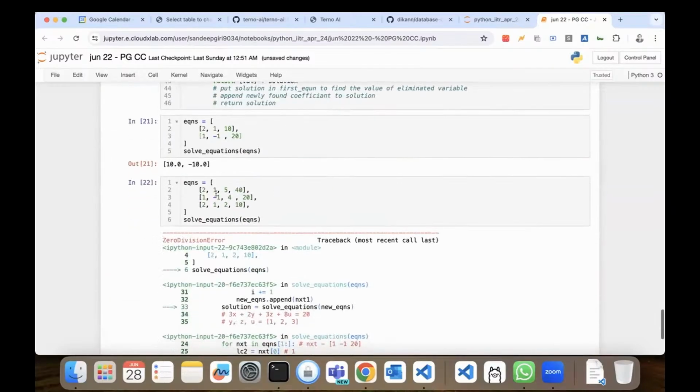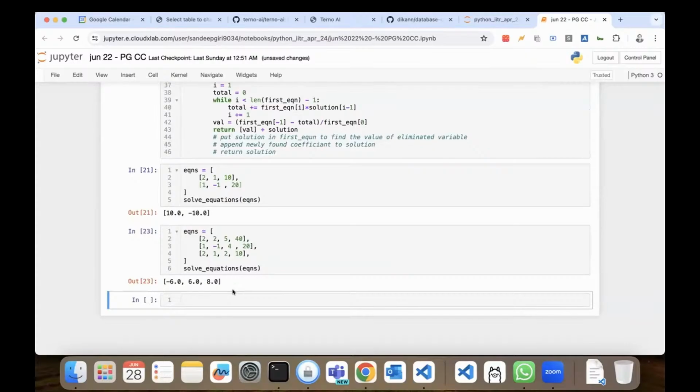Okay. Yeah, I think this equation is anyway not solvable. That one is not, I think, not solvable, most likely. And why it's not solvable, let's see.